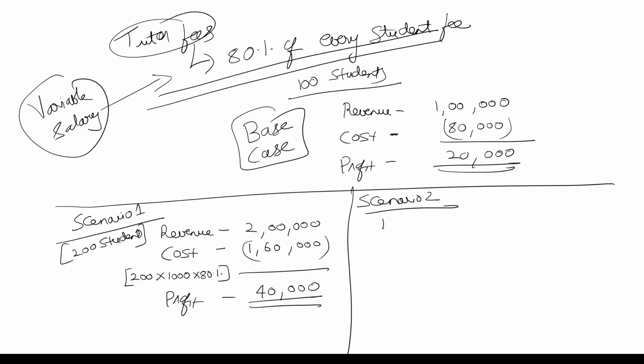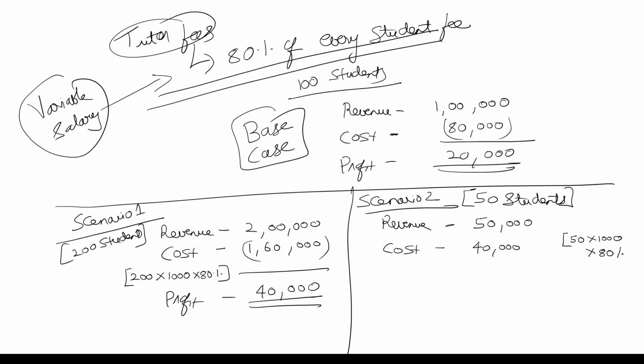Let me go to scenario 2. Scenario 2 is where we are talking only about 50 students. If you look at revenue, you're going to have 50,000 as the revenue. If you look at cost, you're going to have 80% of this, which is 40,000. But the calculation would go like this: 50 students, each student pays 1,000 rupees. So you collect 50,000, out of which 80% belongs to the teacher. So you have profit, and the profit is 10,000.